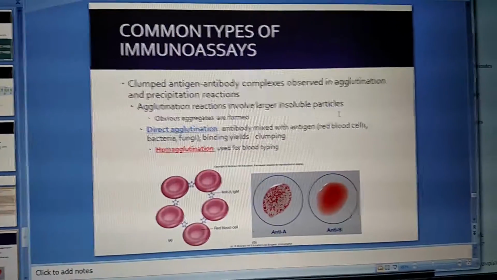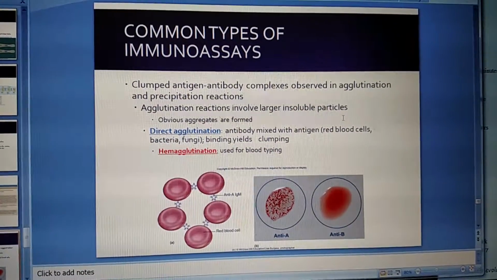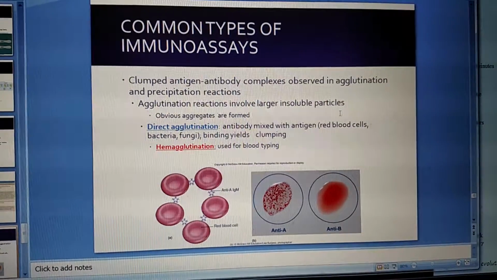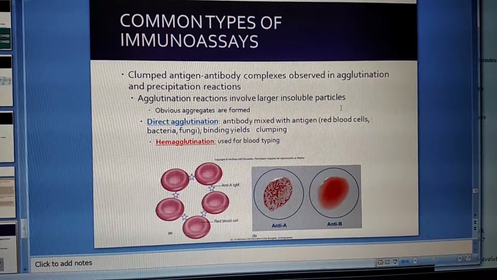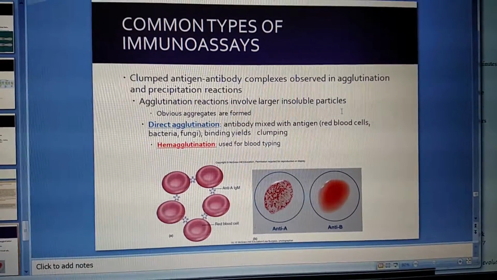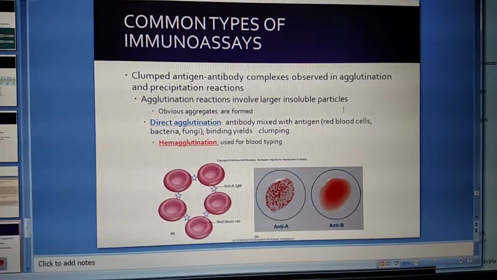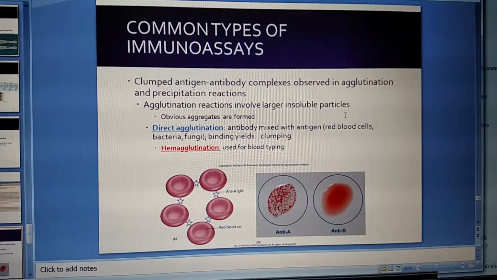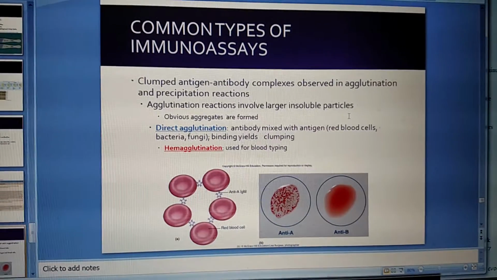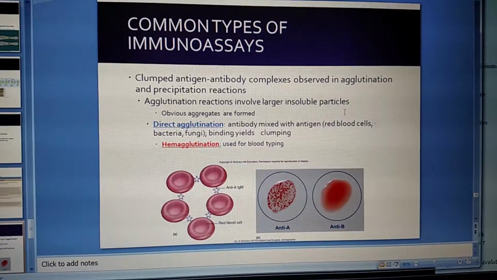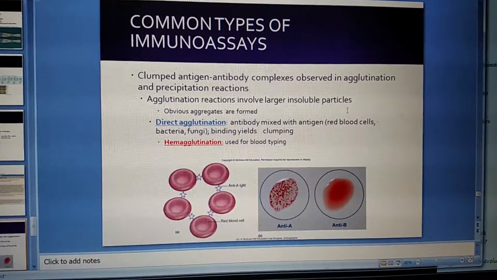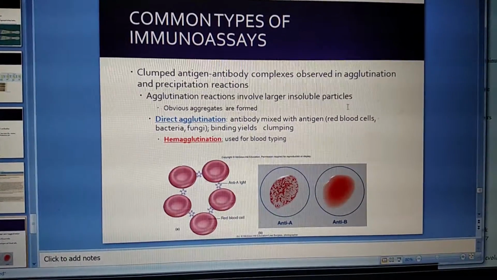Now, when you're doing immunoassays where you're looking for clumping, a lot of times this is done using agglutination or precipitation reactions. So the difference between agglutination and precipitation really has to do with the size of the particles that are formed. So agglutination deals with larger insoluble particles, so you have these obvious aggregates of clumping.